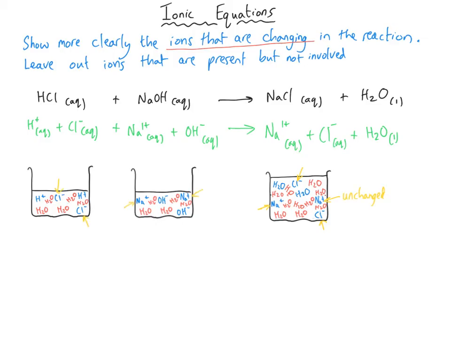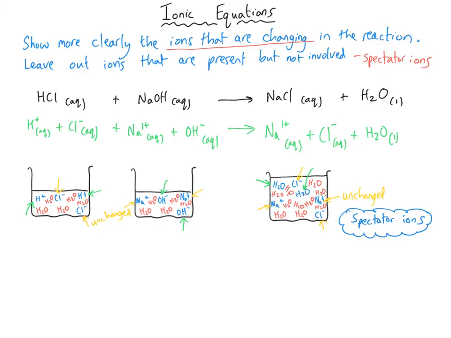And so we can reduce this situation down to focus in on the ions that are actually reacting. The hydrogen ions that were present at the beginning and the hydroxide ions that were present at the beginning, they are changing, they're combining to make the water. But the sodium ions and the chloride ions, they were there at the beginning and they were there at the end. And so they have just watched this reaction unfold without actually changing. And we call these spectator ions because they didn't take part in the chemical reaction.